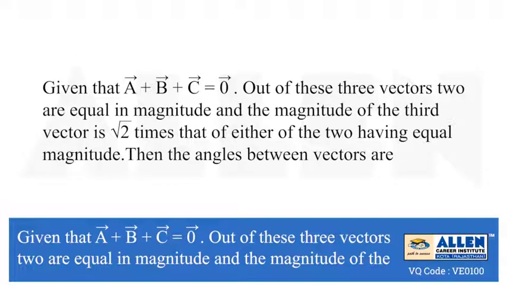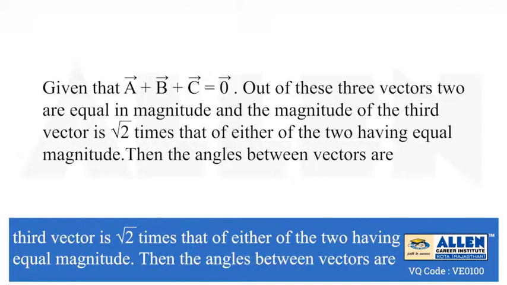Given that a vector plus b vector plus c vector is equal to 0 vector, out of these three vectors, two are equal in magnitude and the magnitude of the third vector is root 2 times that of either of the two having equal magnitude, then find the angle between these vectors.